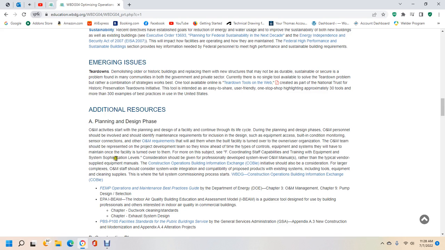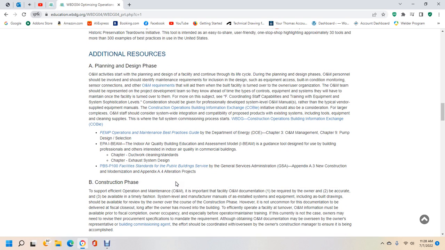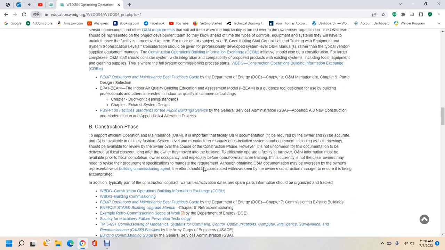For a large, complex facility, operation and maintenance should consider system-wide integration capability, proposed products, and existing systems, including tools, equipment, and cleaning supplies. This is where the full system commissioning process, Whole Building Design Guide, Construction Operations Building information exchange, COBie come in. Additional resources: the FEMP Operation and Maintenance Best Practices Guide, EPA I-BEAM Indoor Air Quality Building Education and Assessment Model, and the PBS P100 Facilities Standards of the Public Buildings Service.